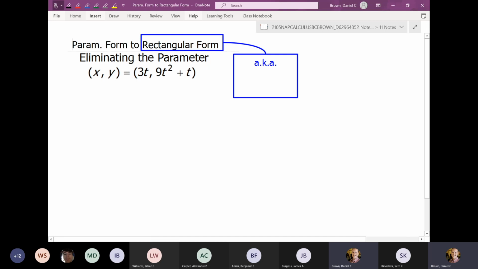So I took that first equation, the 3t comma 9t squared plus t. And if I want to convert this from parametric form, which it's currently in, into rectangular form, which is sometimes also called Cartesian form, that will tell us the shape. So we'll have the same shape. It's going to be more familiar to us.